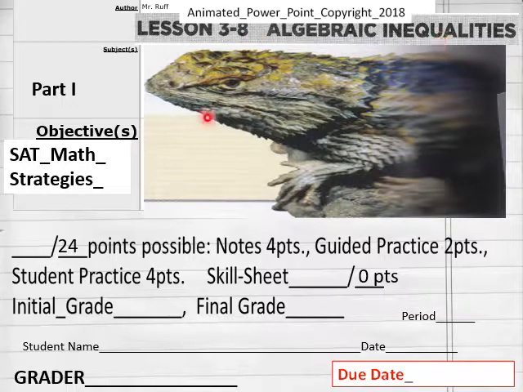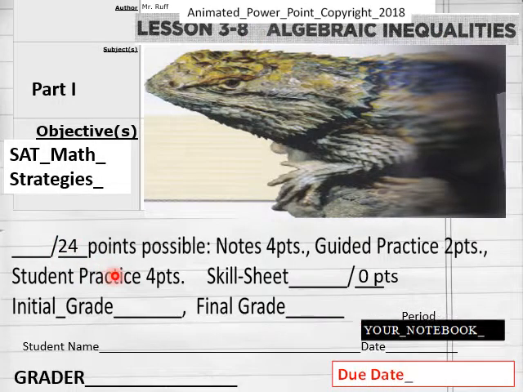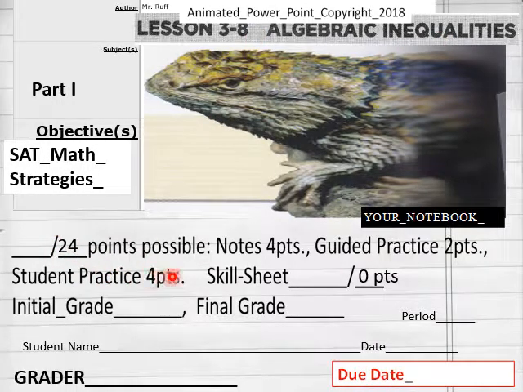3.8 Algebraic Inequalities, and we have 24 points of lessons to go into your notebook. Or I have a note-taking guide that you can get from me to make it easier on you. There are 0 points, there's no skill sheet on this lesson.